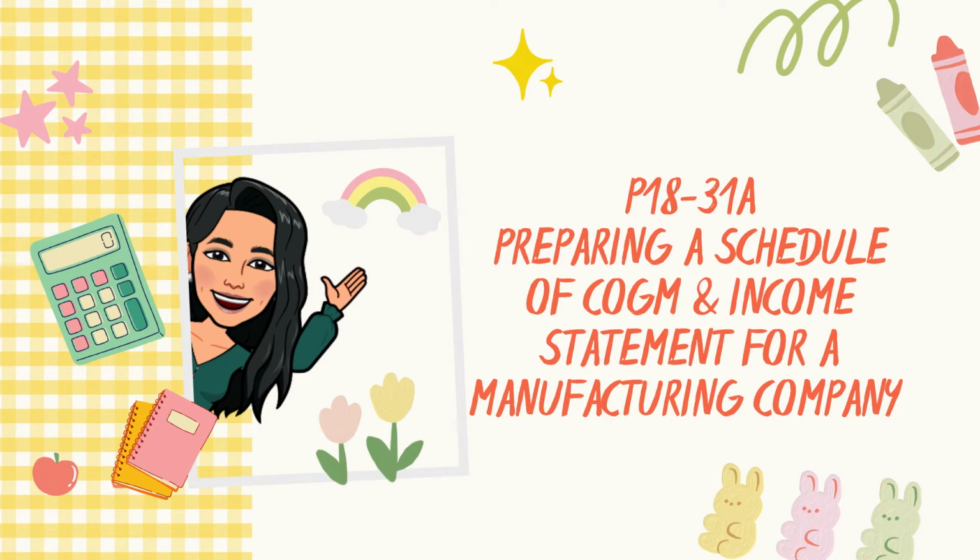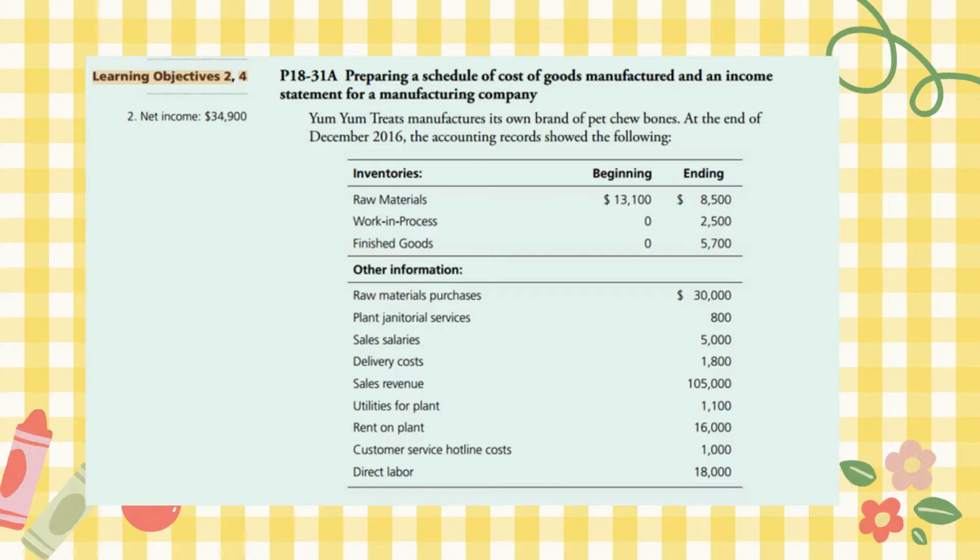Problem 1831. Preparing a schedule of cost of goods manufactured and income statement for a manufacturing company. This is managerial accounting. Yum Yum Treats manufactures its own brand of pet chew bones. At the end of December 2016, the accounting records showed the following.